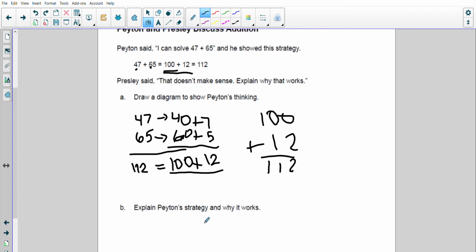So, and then down at the bottom, explain what Peyton's strategy is and why it works. Well, she uses the expanded notation and expanded them out and added them by their place values.